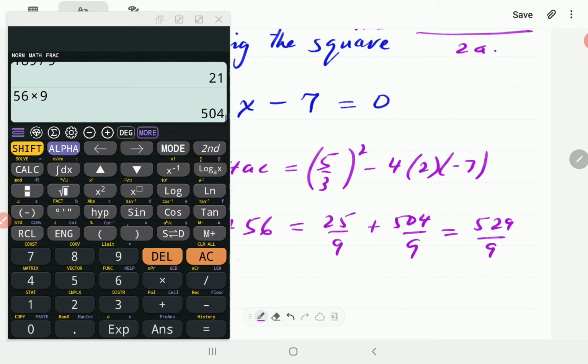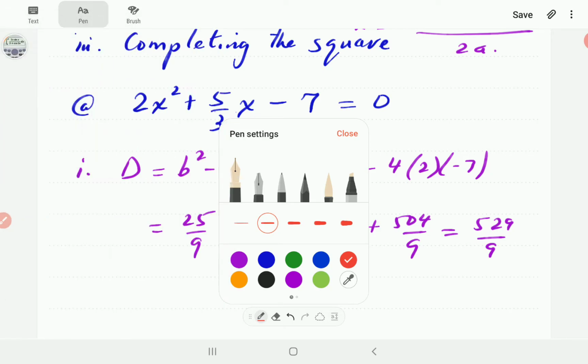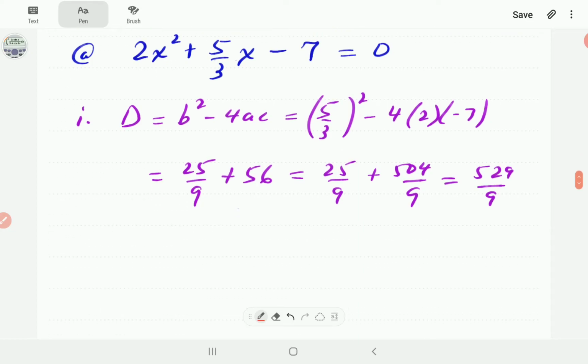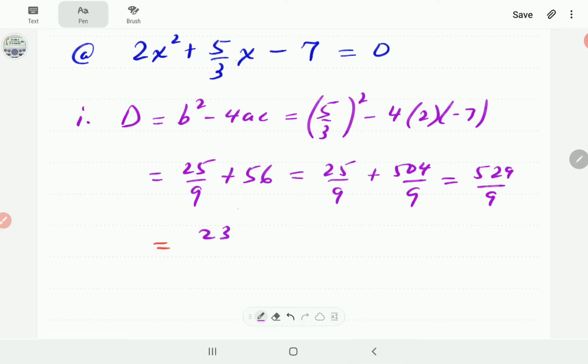over 9. 9 we know is a square number. The question is, is 529 a square number? Well, we can test that by taking the square root, and the square root of 529 is 23. So that means this is a square number. So this number is 23 over 3, all squared. So that tells us that the equation is factorable.